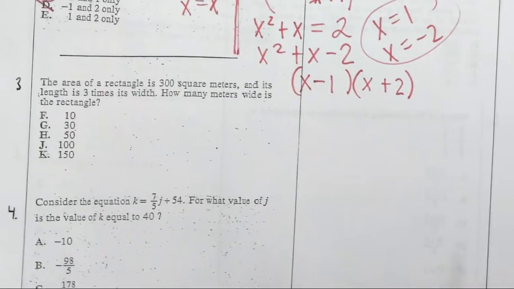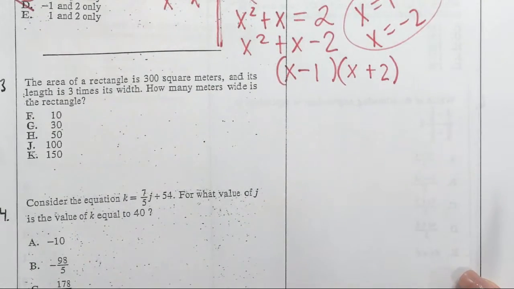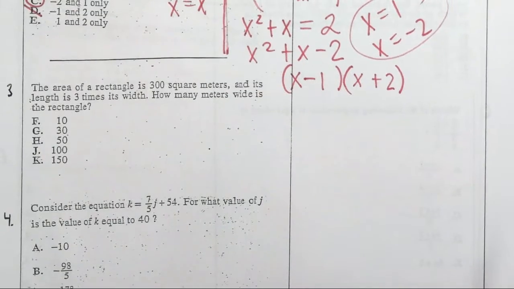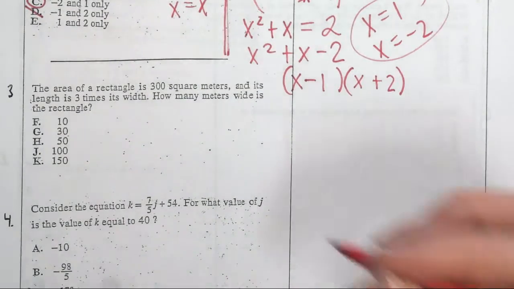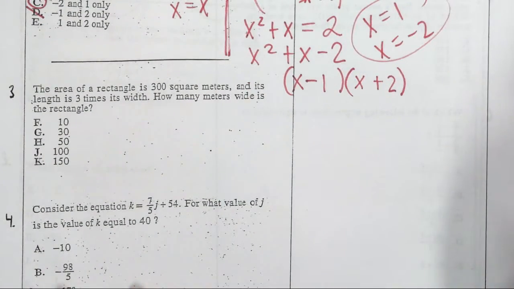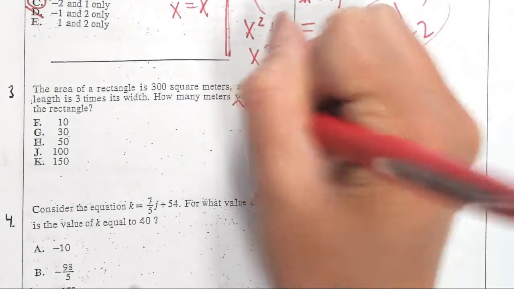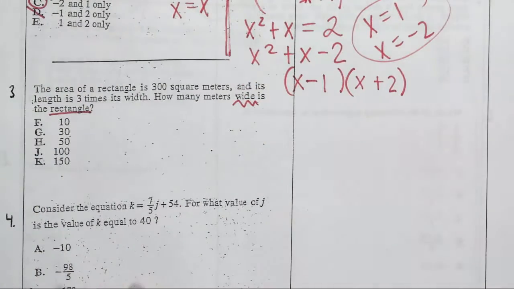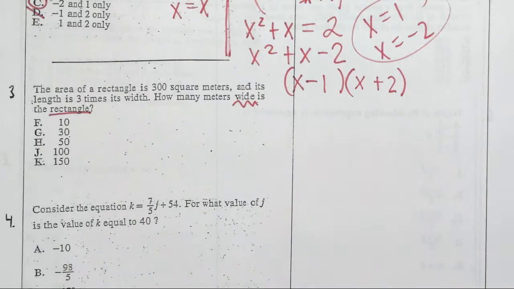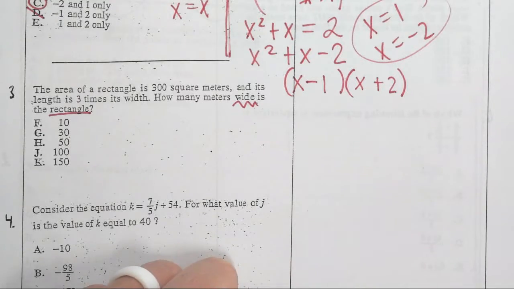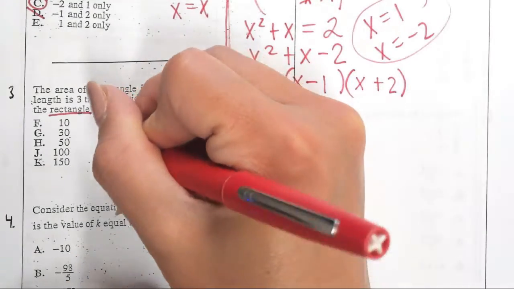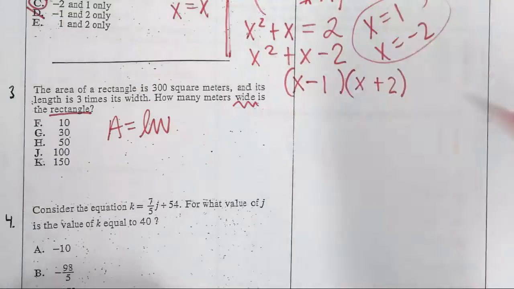What's the question stem? The area of, well, how many meters? Good. Okay, so we're looking for the width of the rectangle. Well, they give us the area. How does that help us? We just divide the 300. How? Because the area is length times width. Very good. Did y'all know that the area of a rectangle is length times width?